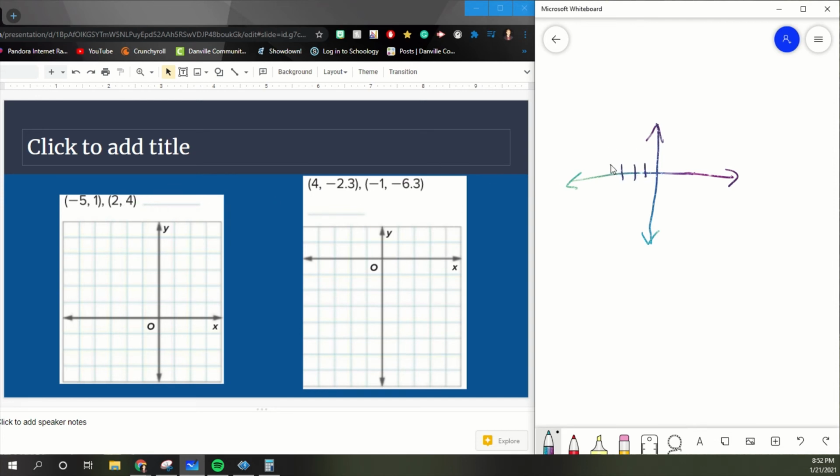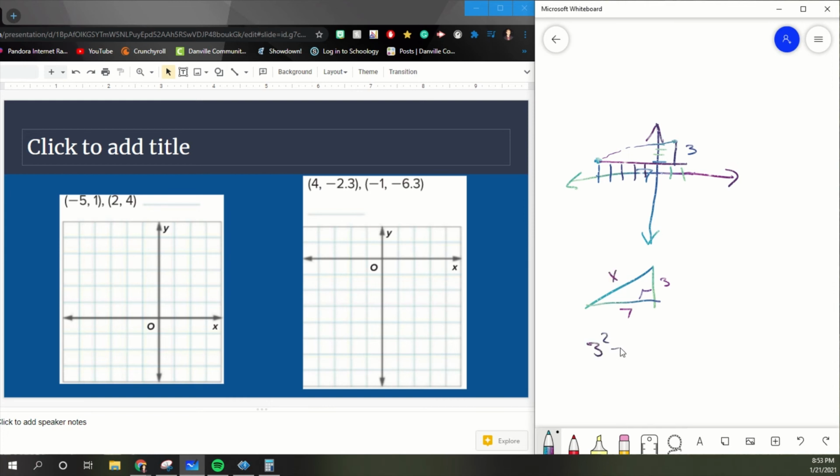So we have negative 5 and positive 1. So we have a point right there. And we have 2, 4. So we need to find the distance between them. So we need to find the horizontal and the vertical distance. Well, the vertical distance between 4 and 1, I'm going 1, 2, 3. So that distance is 3. And from negative 5 to 2, I'm going 5 here and then 1, 2. So 7. So we end up with this right triangle with sides 3, 7, and x.